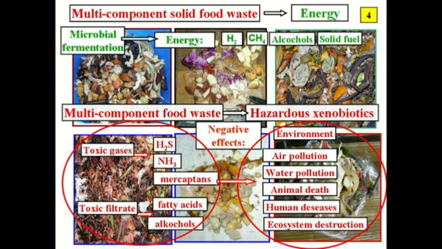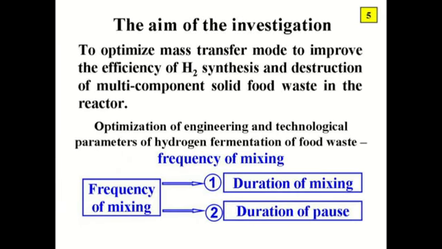Using our strategic and biotechnological approach, we can transform this ecologically hazardous waste into clean energy, biohydrogen or biomethane, alcohols, and solid fuel. So, the aim of our work was to optimize the mass transfer mode to improve the efficiency of biohydrogen synthesis and destruction of multi-component solid food waste in a batch reactor. For this purpose, we conducted the optimization of frequency of mixing. That means the ratio of duration of waste mixing to duration of pause.